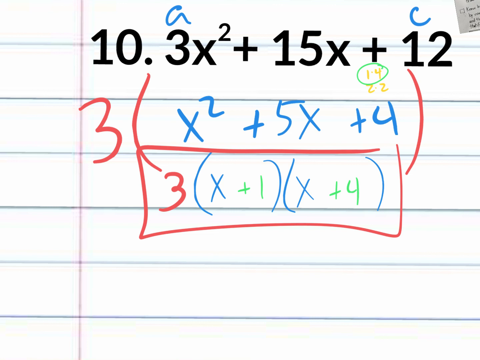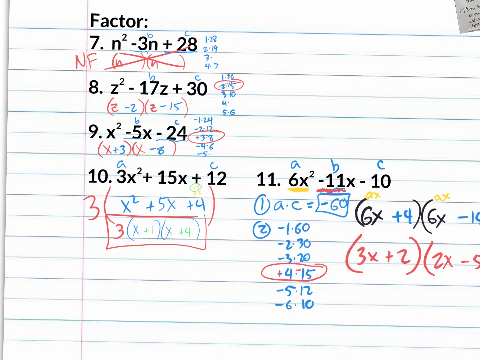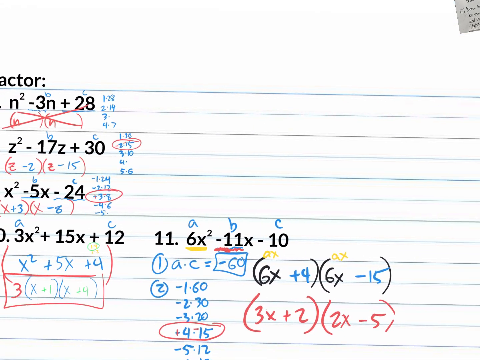You did not have to do the 4 steps that we did on number 11. Are you with me? Excellent. So always try to pull out the GCF first. Why? Because it makes everything easier. You might be able to continue factoring on the inside. Okay, we are almost done. There's only one more section up here.